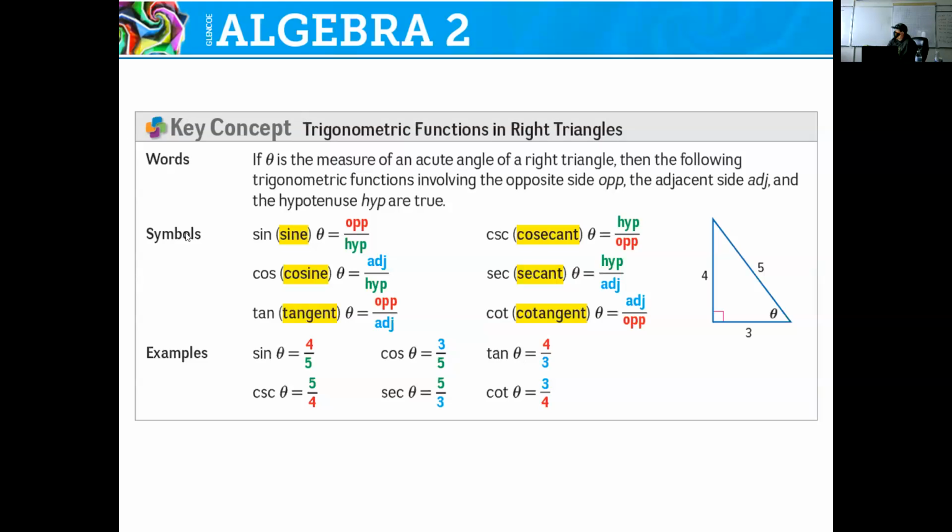All righty. Where'd you go? Clicker. Where did you go? What did I do with it? I just had it.